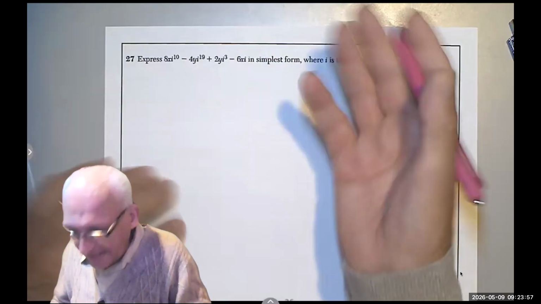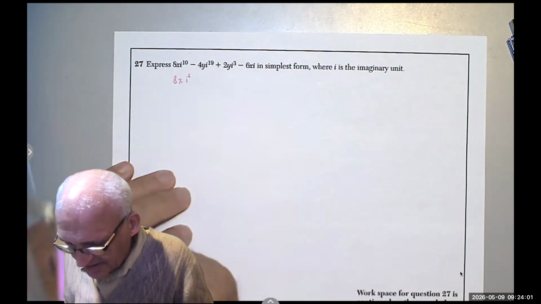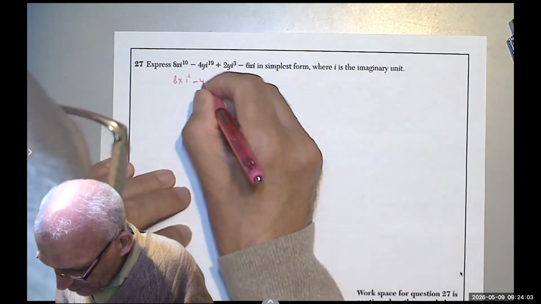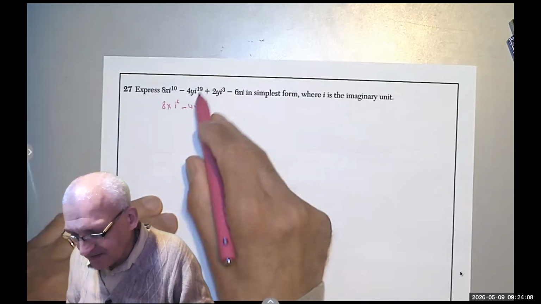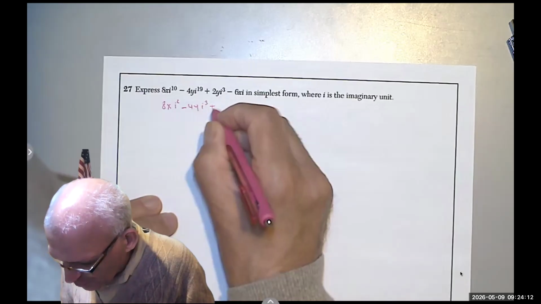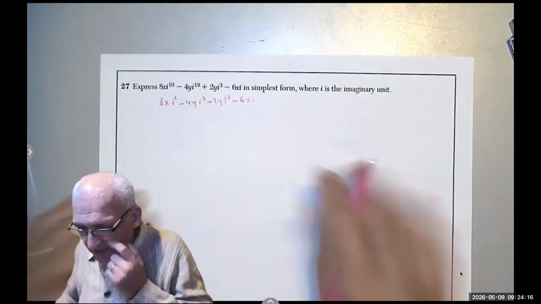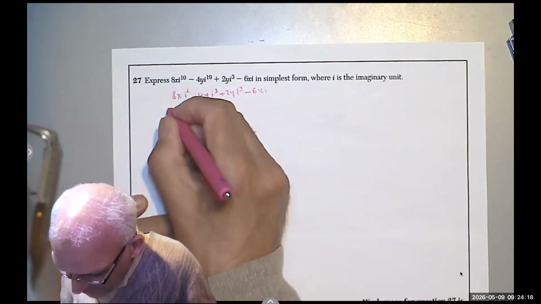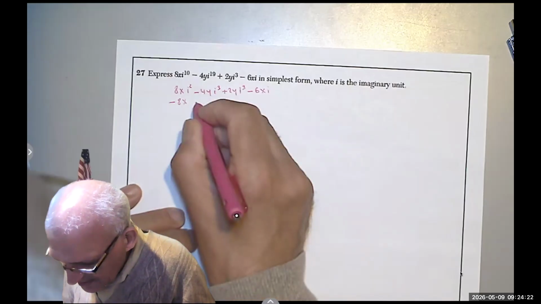you can write, you don't have to, but you can write this as 10x i squared, which is negative 1, minus 4y i cubed, because 4 times 4 is 16 and the remainder is 3. This is already i cubed, so plus 2y i cubed. And this is i, so you just leave i. i squared is negative 1, so this is negative 8x. i cubed is negative i.